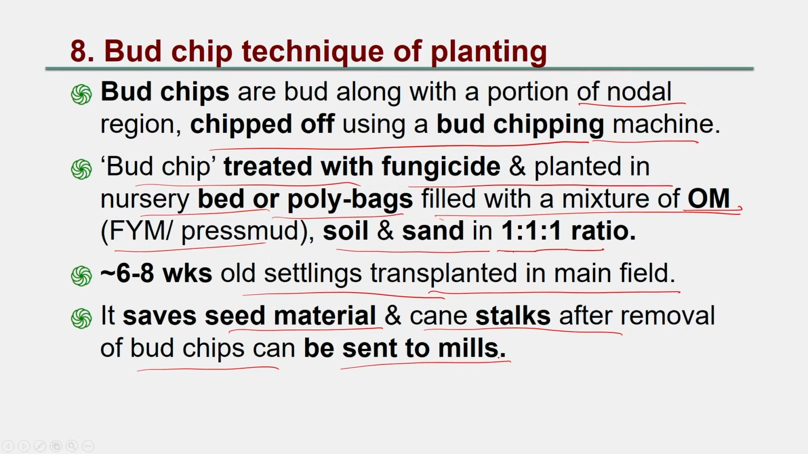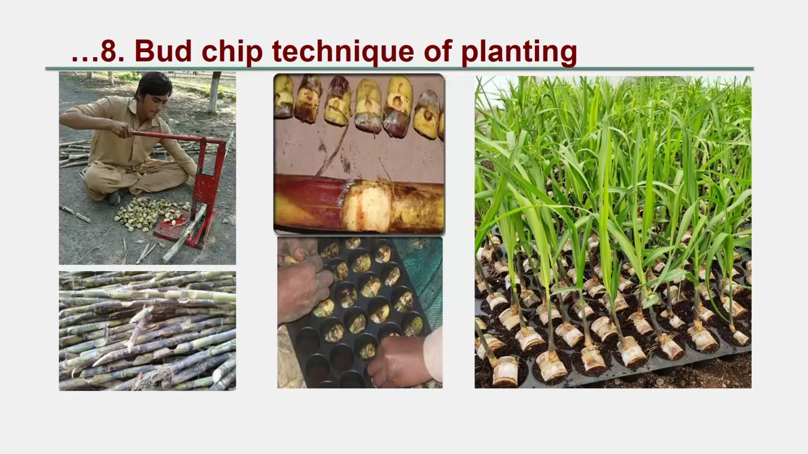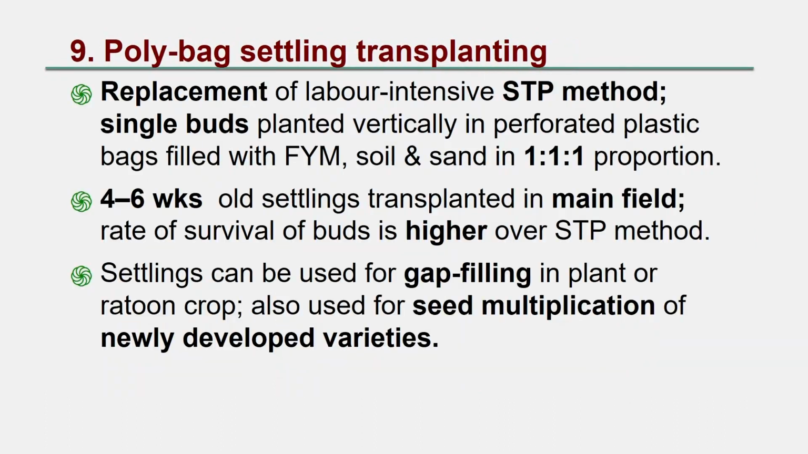So, this is quite an interesting method. Here you are not planting the sets; you extract or cut the bud from the sugarcane and then plant those buds to raise seedlings or setlings, and then you can go for transplanting. This is how chips can be made from the cane, and only the chips are removed from the cane and the rest of the cane can be sold in the market, and these chips should be treated with fungicides. On the right side you can see how these chips are used to raise seedlings.